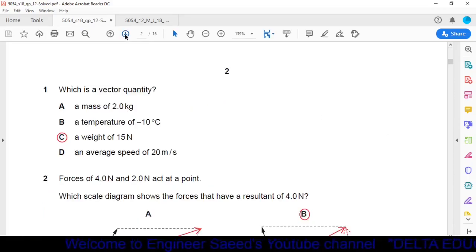Question 1. Which is a vector quantity? Option A, mass of 2 kg. Option B, a temperature of minus 10 degrees centigrade. Option C, a weight of 15 Newton. Option D, an average speed of 20 meters per second. Options A, B and D, all three are scalars. Only the remaining option, option C, a weight of 15 Newton, is a vector quantity. So our correct option is option C.